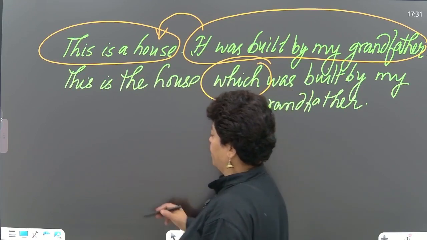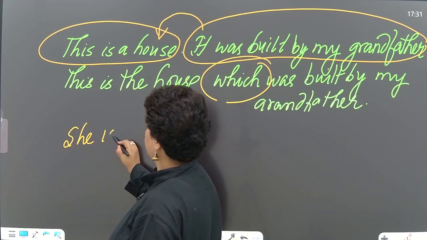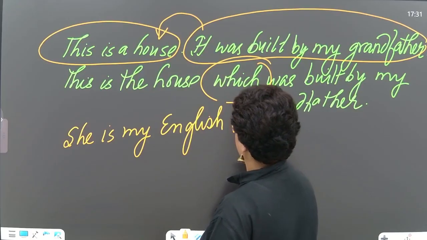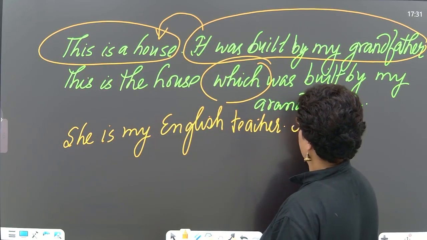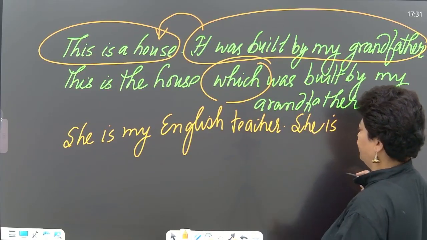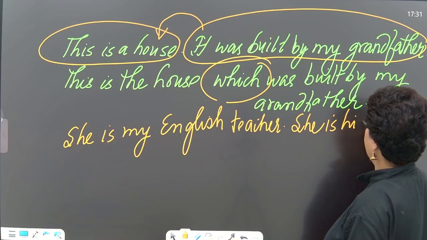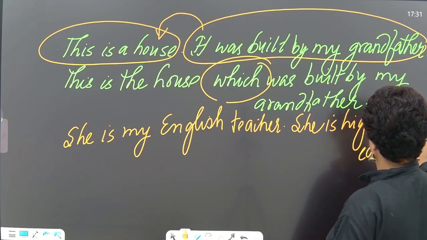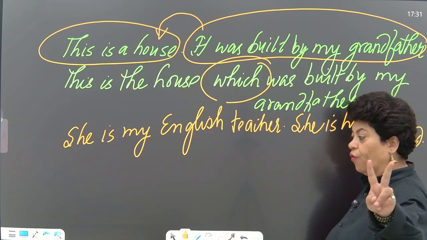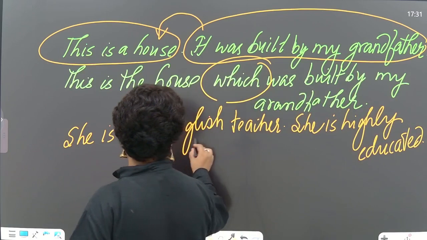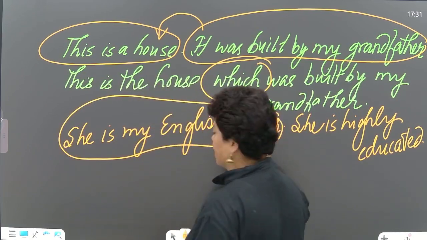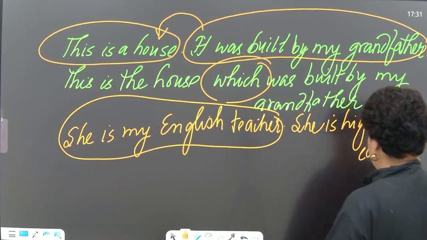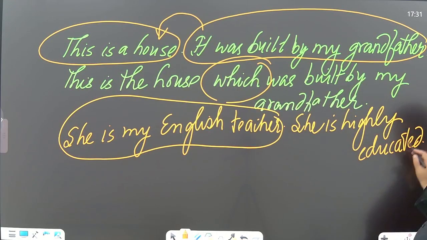Right? She is my English teacher. She is highly educated. Again, we take two forms now. She is my English teacher. This is the first sentence which has its own sense, but no relationship has been built. We talk about the second part. We say, she is highly educated. Now, this is again the second part.